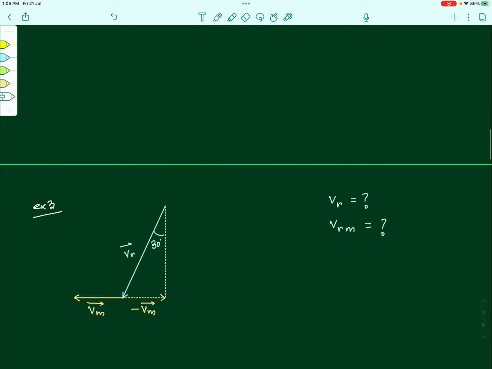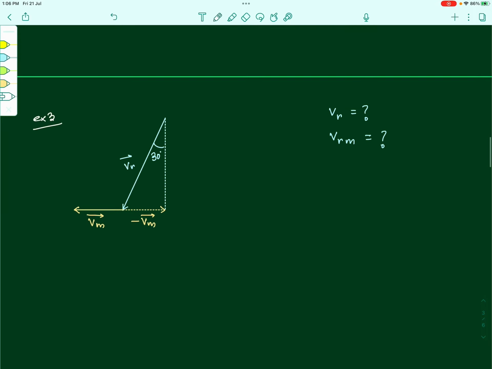Let us look at one more question here. The next question is: a man standing on a road has to hold his umbrella at 30 degrees with the vertical to keep the rain away. So, that means this is the direction of the velocity of the rain. The rain is already falling at an angle with respect to the vertical, right.